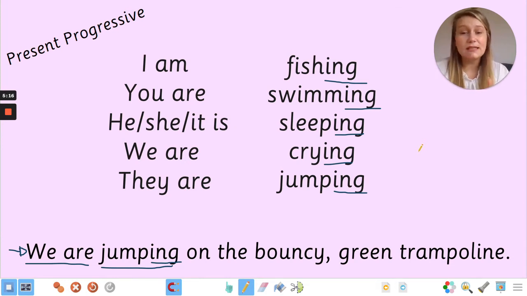Super, so I can't wait to see some of these being sent in. You could have come up with millions and millions of different sentences. The possibilities really are endless, okay? But if you've used one of these phrases in your sentence and your verb ends in ing, then you've probably written a sentence in the present progressive form.